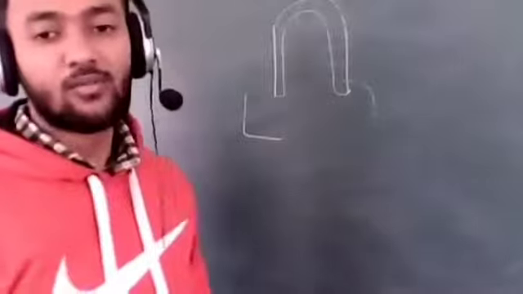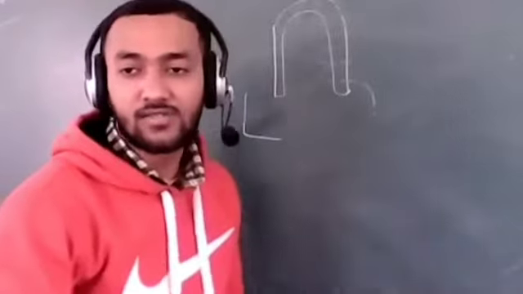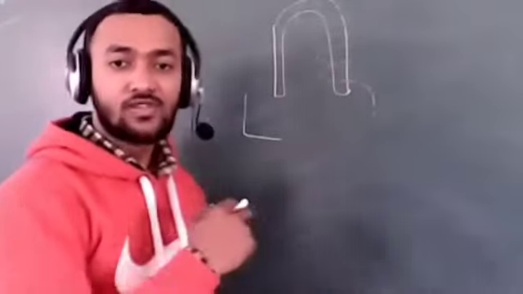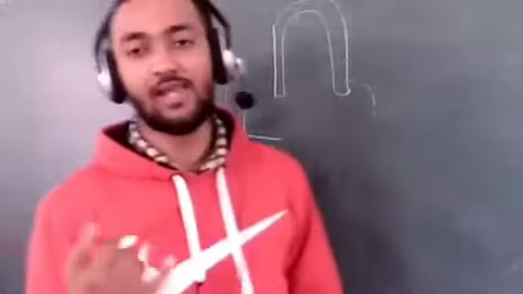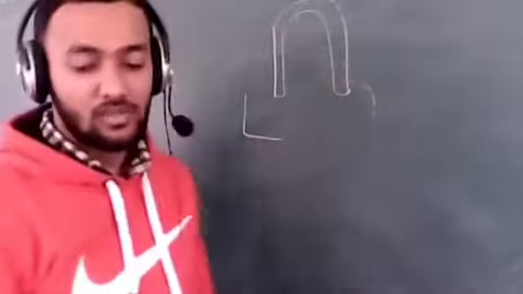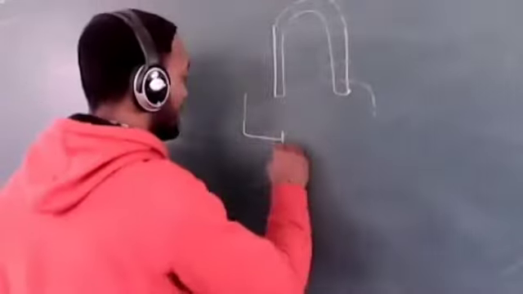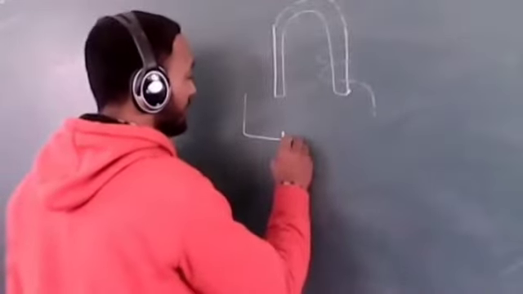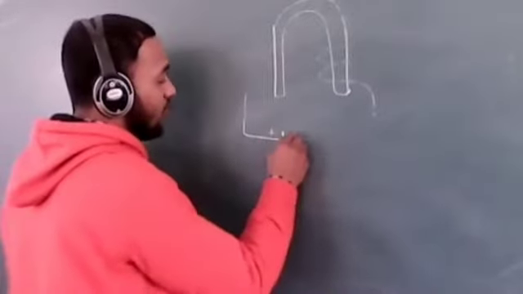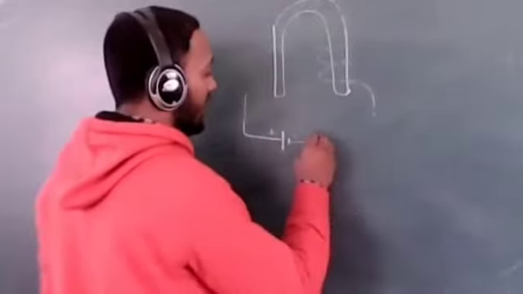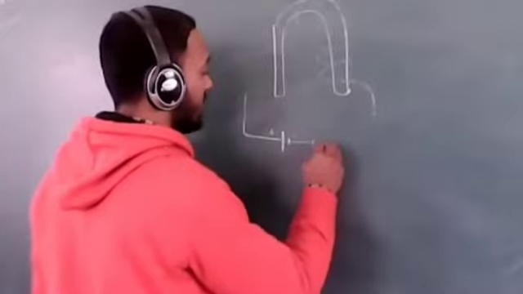In the next unit 7.2, we will discuss the symbols of cell, battery, and switch. So you can see here, this is the symbol of battery. Okay. This long bar is the positive terminal and the small bar is the negative terminal, and this is the switch symbol.